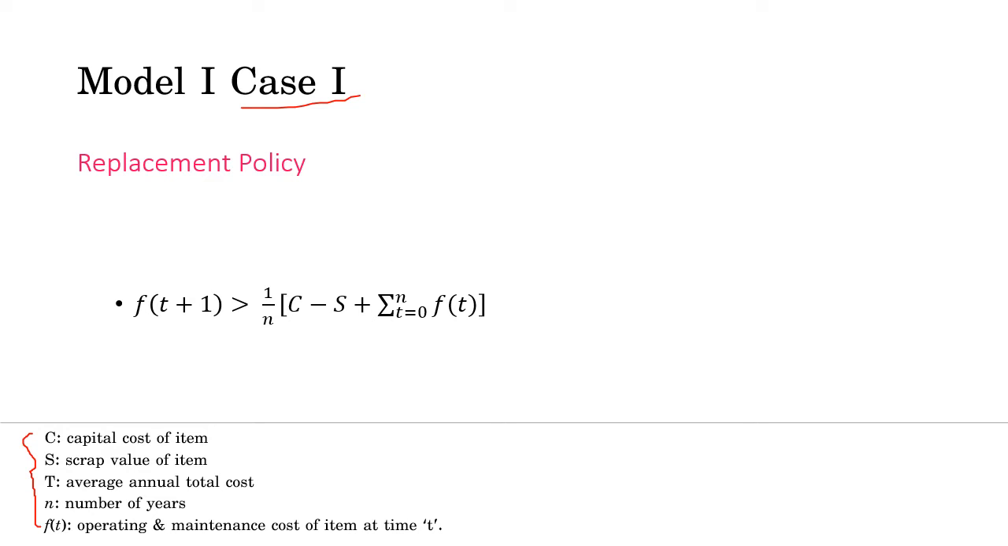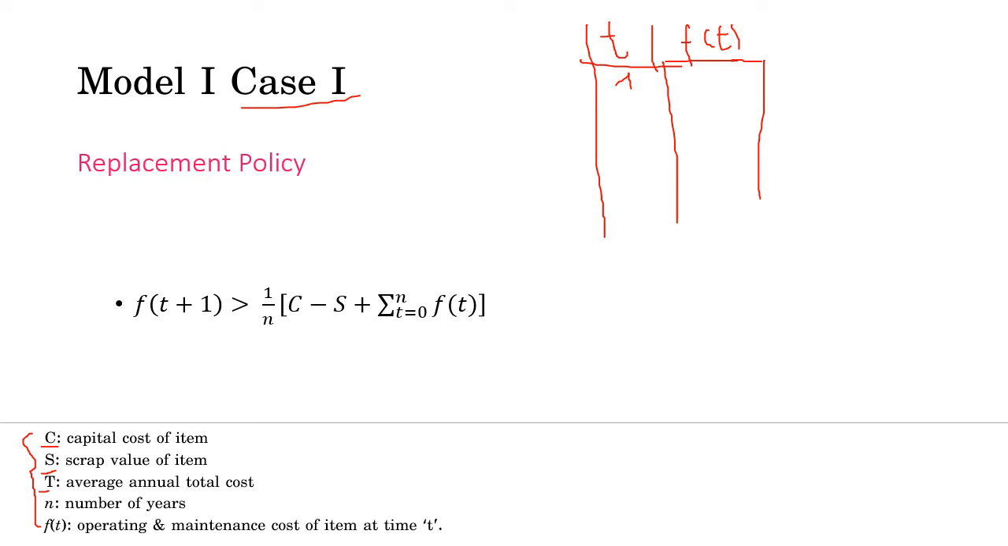So capital C represents the capital cost of item, capital S represents the scrap value of item, capital D represents average annual total cost, small n number of years, and f of t is the maintenance cost of year t. Okay, so maybe we will be given data like this where we have f of t, the maintenance cost as a function of time, and for example, t is in years. So the maintenance cost for every year is given. So we may have a given data in the form of table like that.